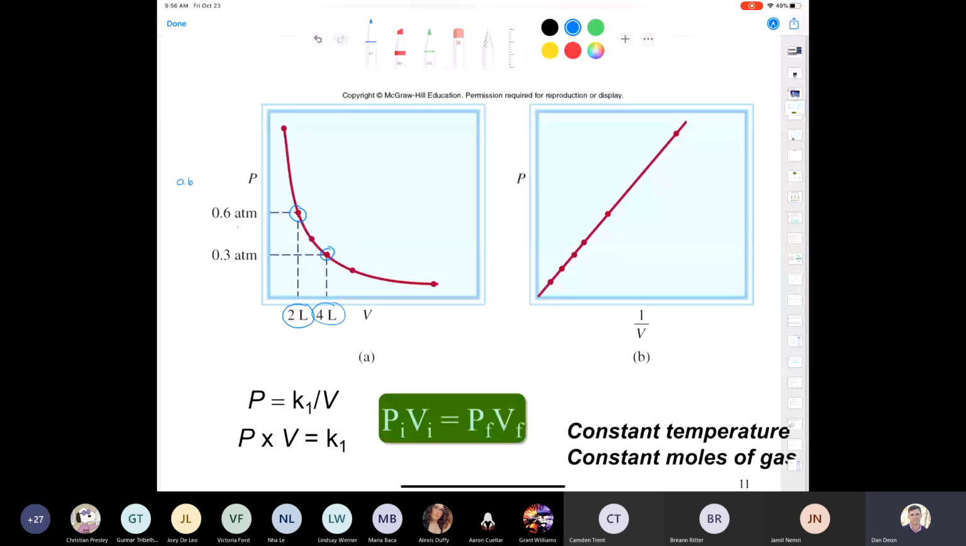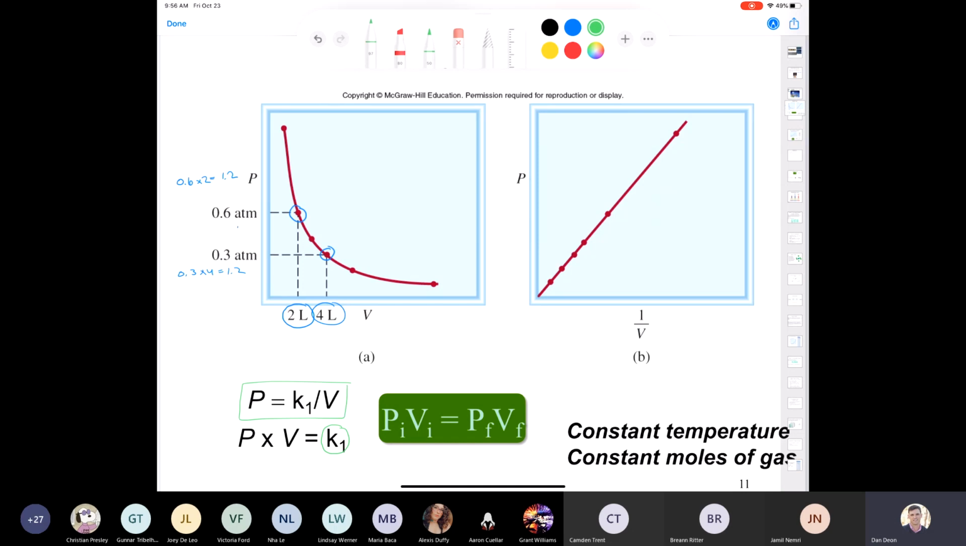Now, what's interesting about these two data points, if you take 0.6, and I'm going to leave the units out, and you multiply it by 2, what do you get? You get 1.2. Look at this data point here. If you take 0.3 and you multiply it by 4, what do you get? 1.2. So that tells me that if I multiply pressure by volume, and the same thing will apply at any data point anywhere along this curve, the product of pressure and volume is always going to be equal to a constant K. Written another way, I can say that pressure is equal to K divided by volume.